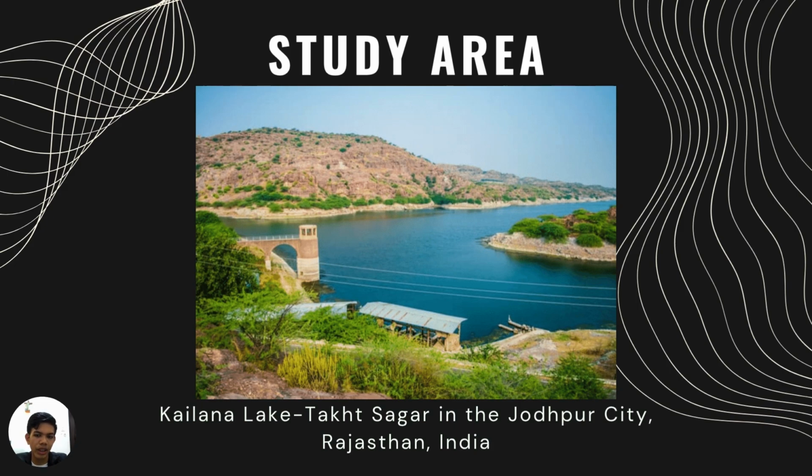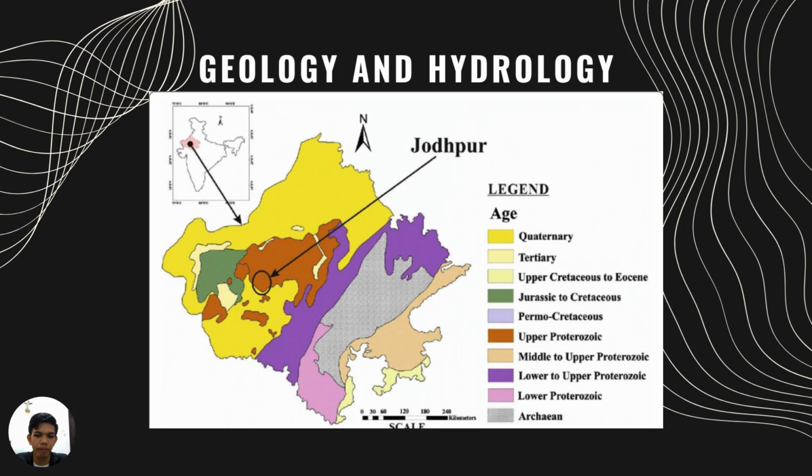However, this improvement led to an unexpected problem: a continuous rise in the groundwater table in some parts of the city. Water started leaking into underground shafts, causing dampness in walls, foundation issues, and damage to buildings. Studies show that this is linked to the increased water level in Kailana Lake Takhat Sagar. That's why a detailed investigation is needed to trace the water leakage paths and locate underground fractures that allow the water to spread into the city.